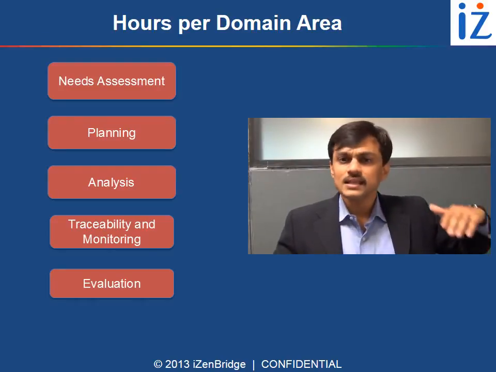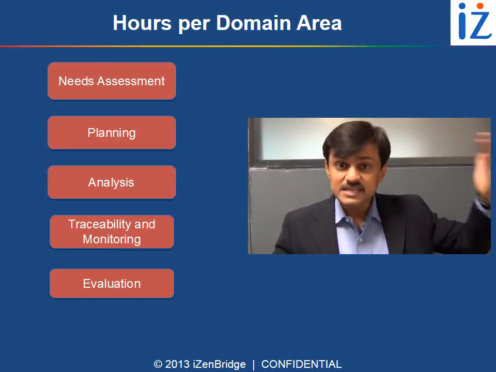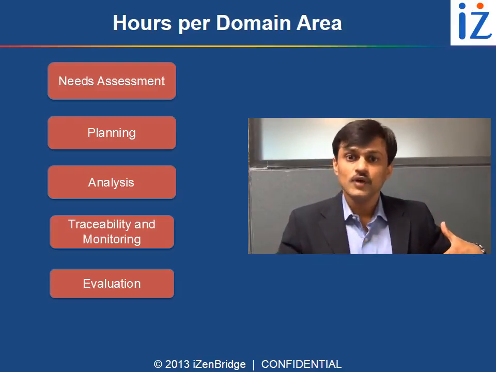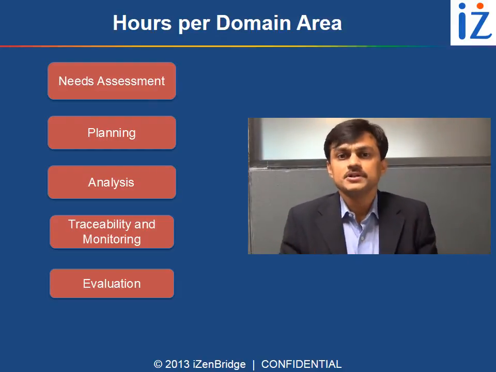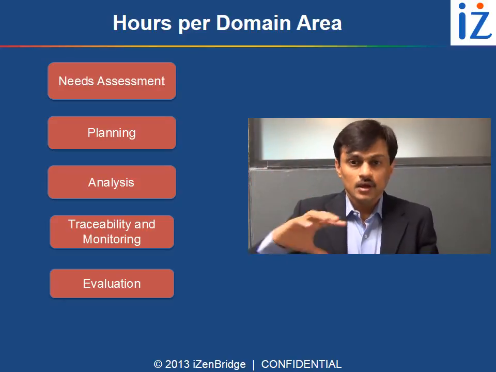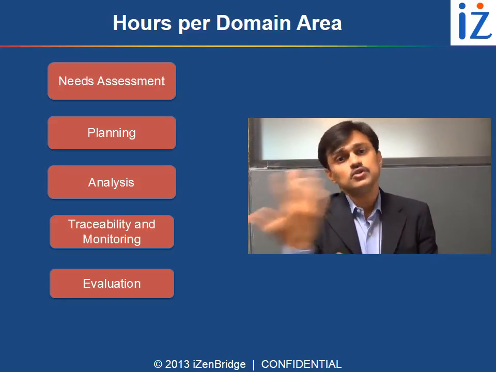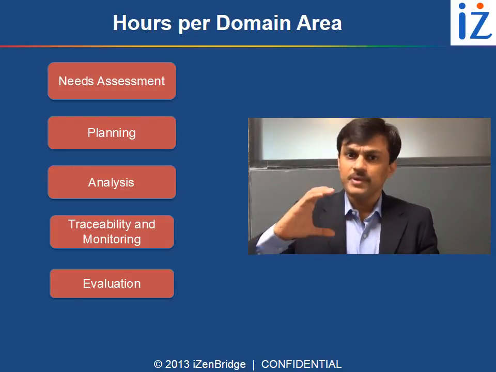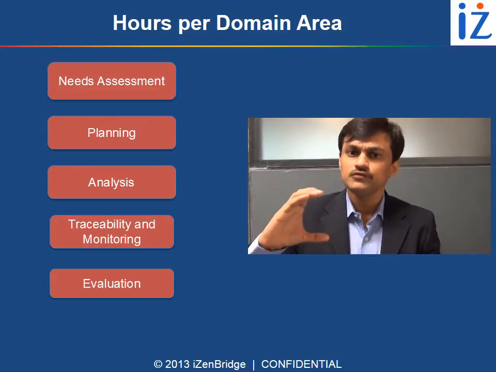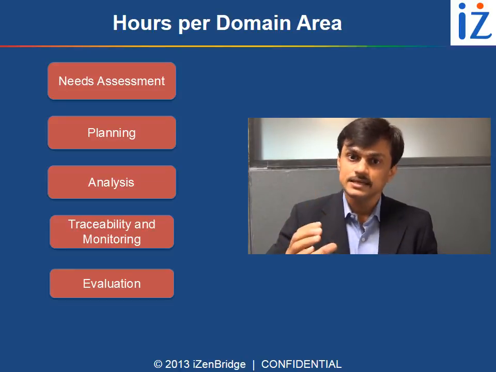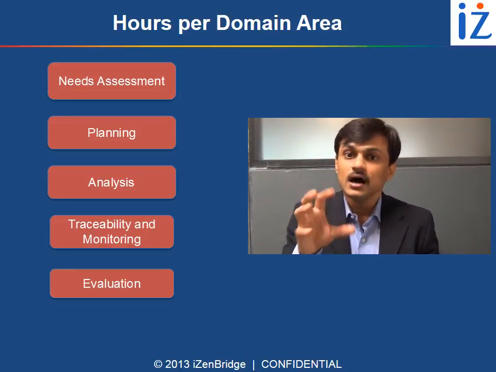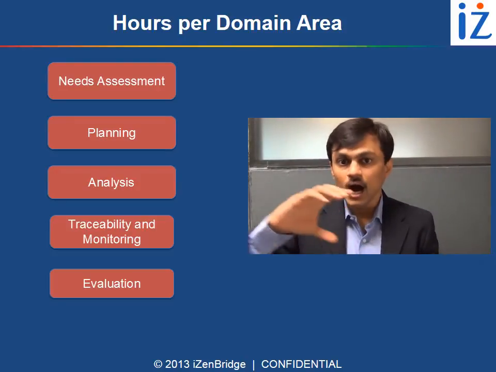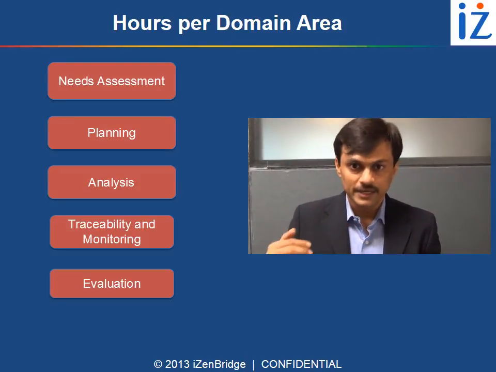Usually the domains like needs assessment, planning, traceability and monitoring, and evaluation may take 10 to 20% of the project time. The analysis may take 30 to 40% of the time. But what I would recommend is that you first make a list of activities which you did for a given project, and then see which domain activities are dominating, and allocate hours according to that dominating factor.